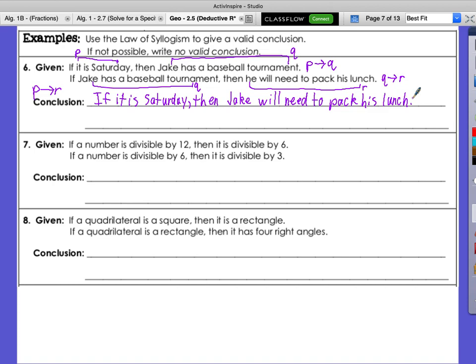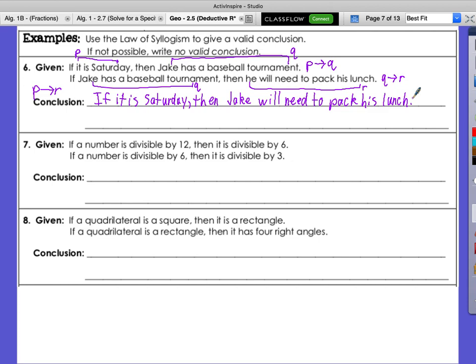Okay. So, the first conditional statement is saying every single Saturday, Jake's gonna have a baseball tournament. Okay, that might be true for you, but it's true for Jake in this scenario, whoever Jake is. Now, if Jake has a baseball tournament, he's gonna need to pack his lunch for that tournament. So that means every single time it's a Saturday, he's gonna need his lunch because he has a baseball tournament. But we just don't even have to include that part that he has a baseball tournament, okay? We use this kind of reasoning a lot of times in our life without even realizing it, okay?